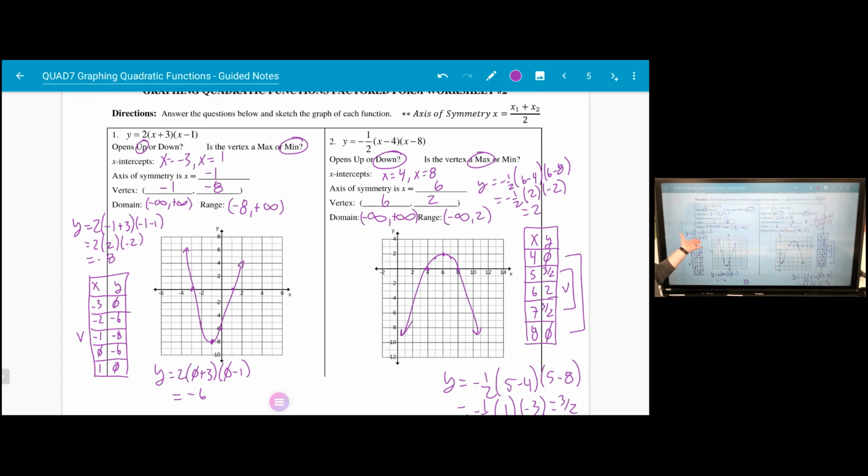Some domain and range. Again, our domain, -infinity to +infinity. There's nothing stopping it going from left and right. Our lowest value is -8. Our biggest value is +infinity. So I'd write those in there. Again, for number 2, same thing, -infinity to +infinity. Our range, the lowest is -infinity, the biggest is 2. It's a maximum, shows it right there. Remember, maximums too, increasing to decreasing, minimums are decreasing to increasing. Taking us back, right? All right, with that said, that takes care of our guided notes.